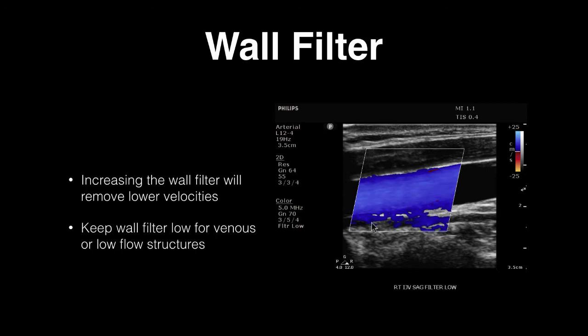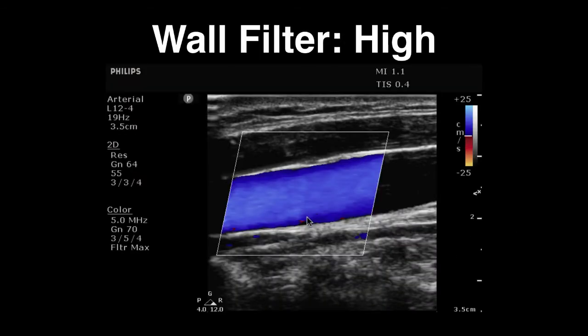You can see that there's bleeding over the side here. I could do a better job of adjusting the gain on this one also. But notice, without doing anything else other than increasing the wall filter to the maximal high setting, you can see that I removed all of these lower velocity signals. But I just want to emphasize, you must be careful when you're dealing with low flow structures that if you have this filter set high, you're going to eliminate the target signals that you're looking for.